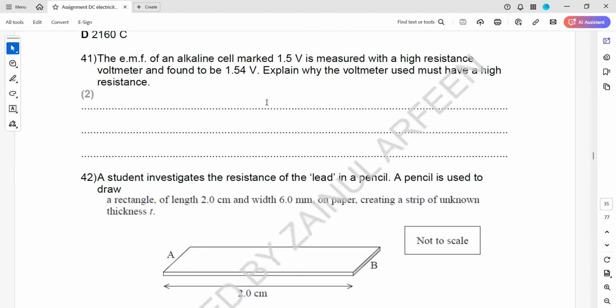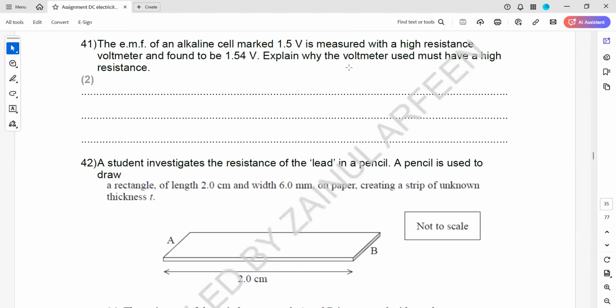In question 41, the EMF of an alkaline cell marked 1.5 V is measured using a high resistance voltmeter and it is found to be 1.54 V. Explain why the voltmeter must have a high resistance.